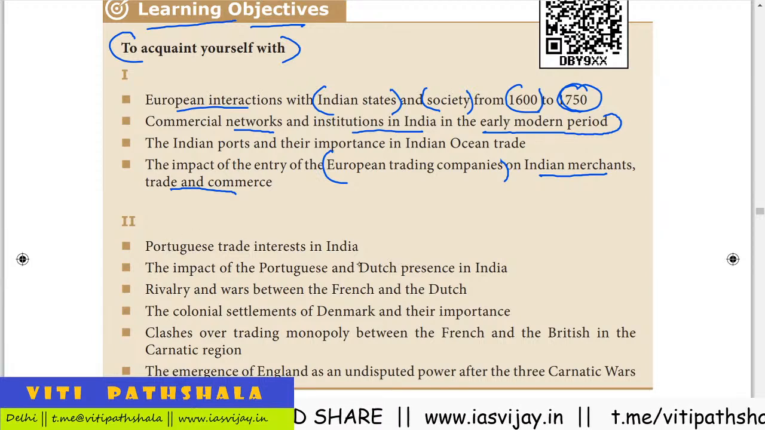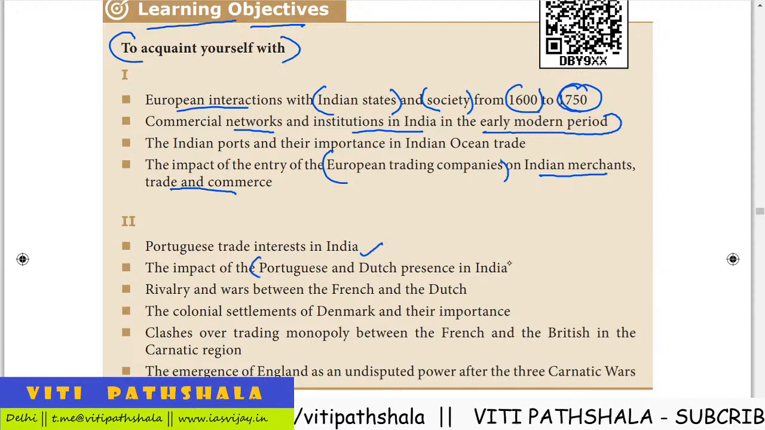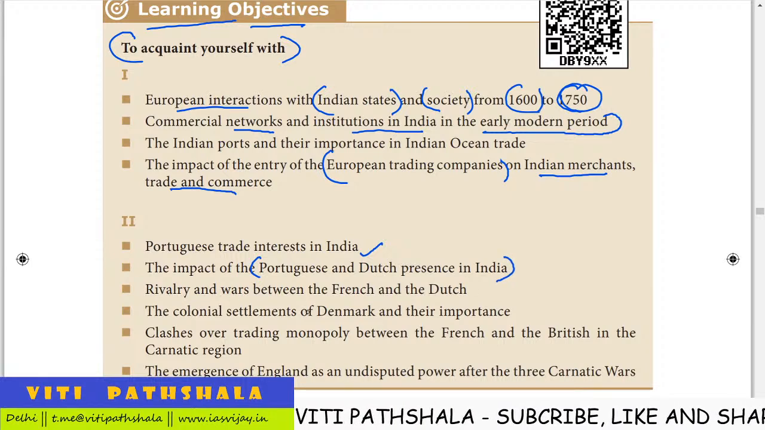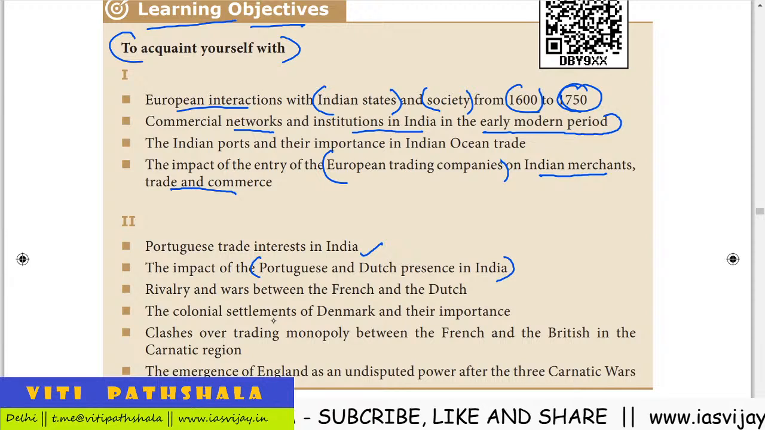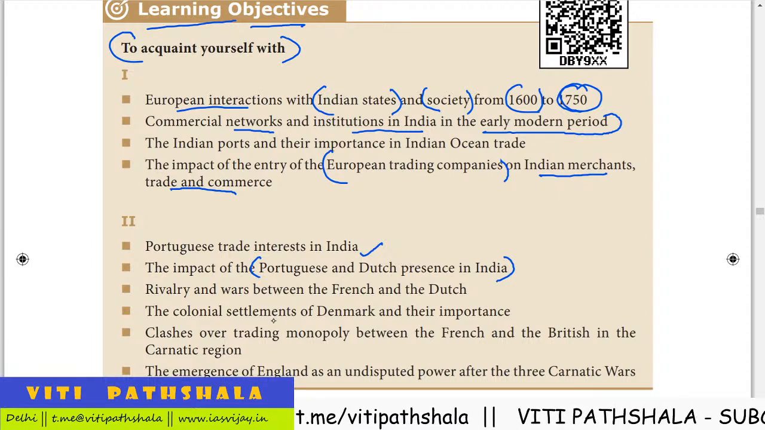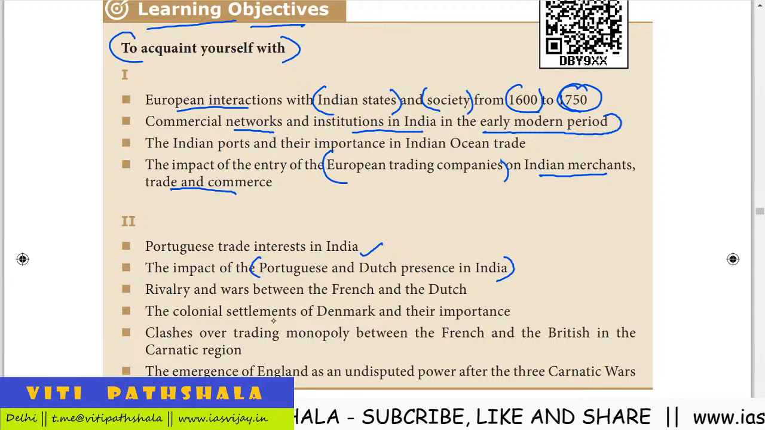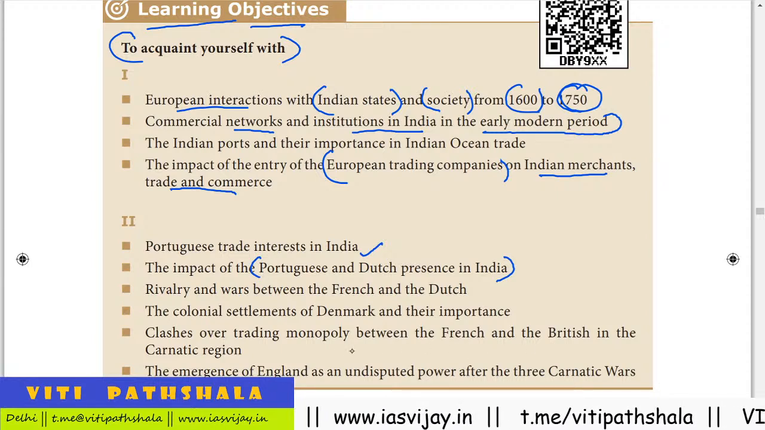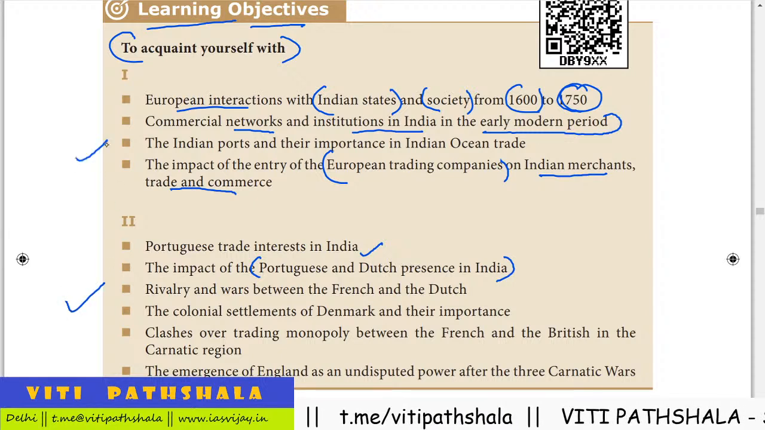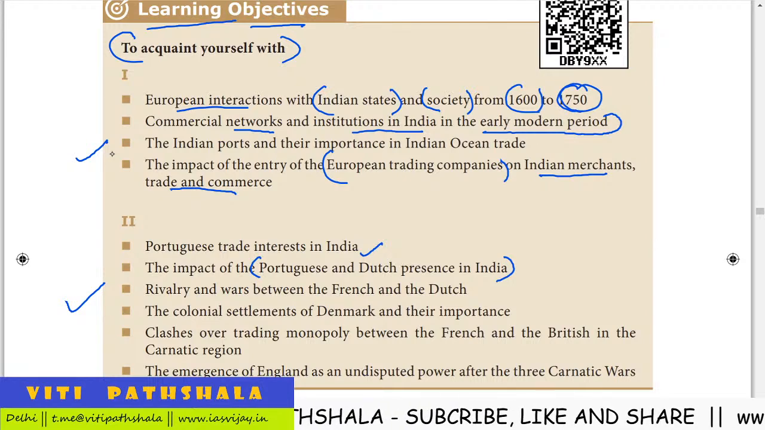The Portuguese trade interest in India. The impact of the Portuguese and the Dutch presence in India. The rivalry and the wars between the French and the Dutch. The colonial settlement of Denmark and their prominence. The clashes over the trading monopoly between the French and the British in the Carnatic region. The emergence of England as an undisputed power after the three Carnatic Wars. So this should be our syllabus for this chapter, and these topics we would be covering. It is a lengthy topic, so we will be going slow.